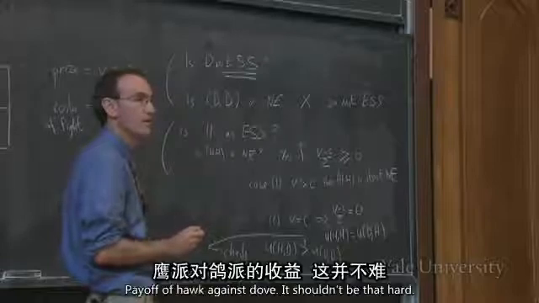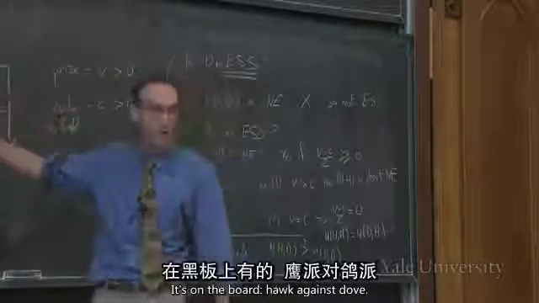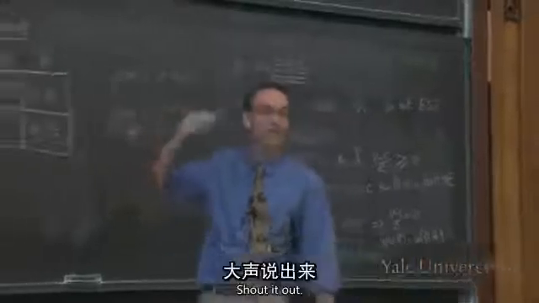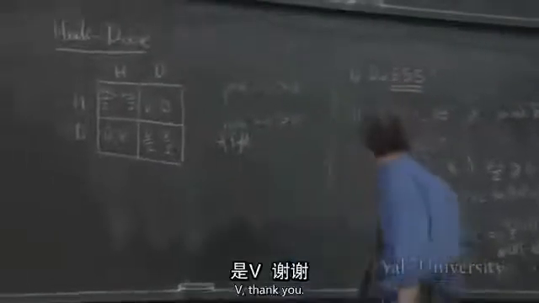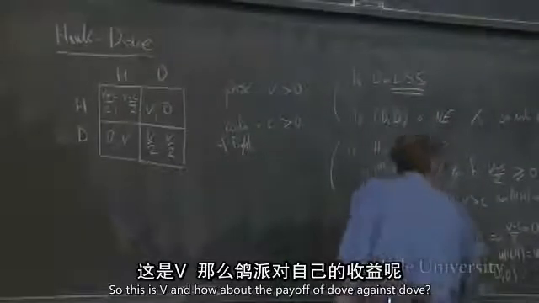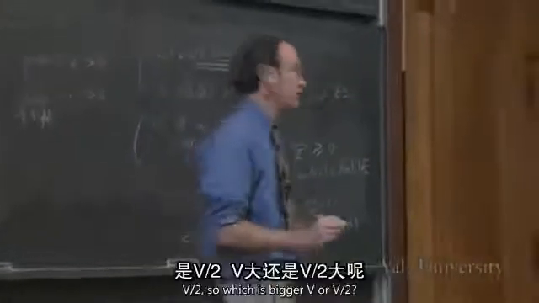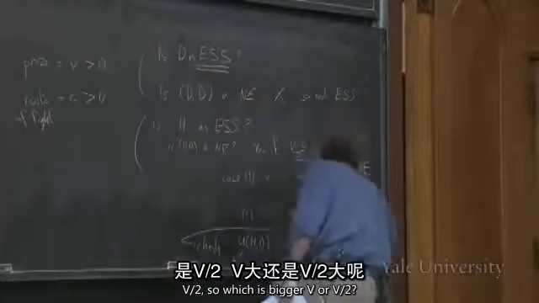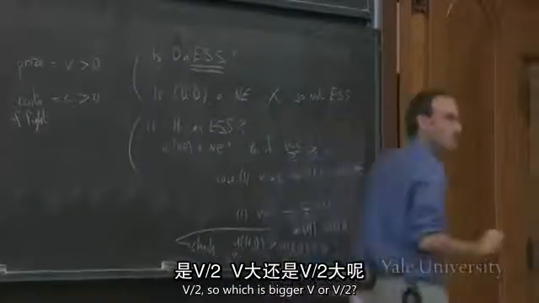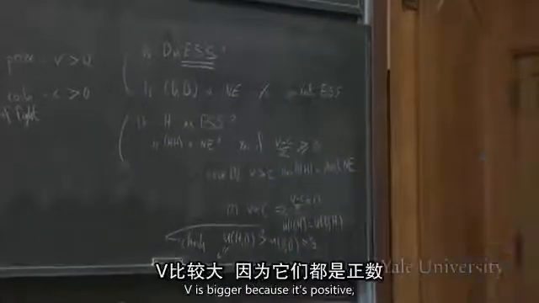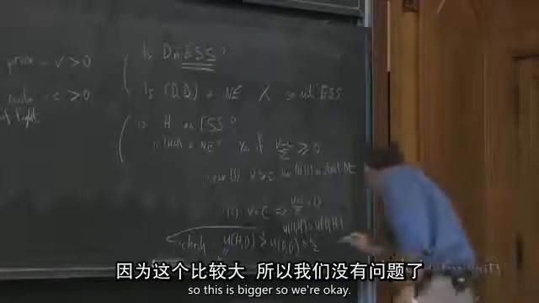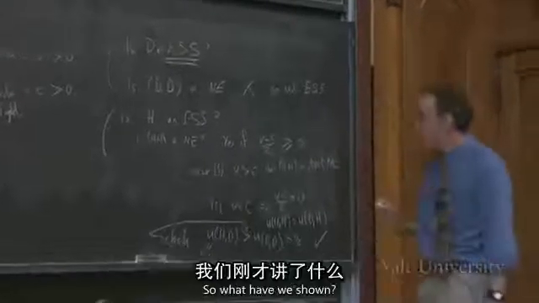Anybody? Payoff of hawk against dove? It shouldn't be that hard. It's on the board. Hawk against dove. Shout it out. V, thank you. So this is V. And how about the payoff of dove against dove? V over 2. So which is bigger, V or V over 2? V is bigger because it's positive, right? So it's okay. So this is bigger. So we're okay. So what have we shown?